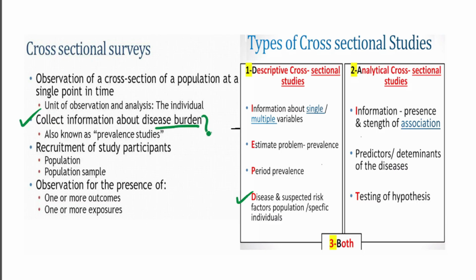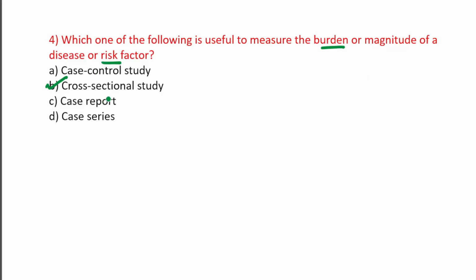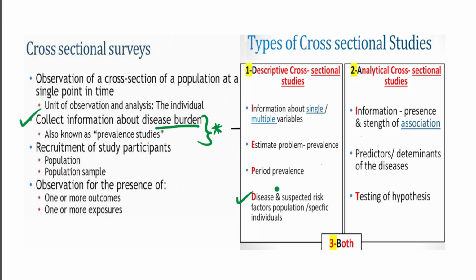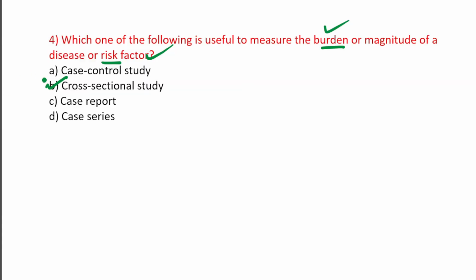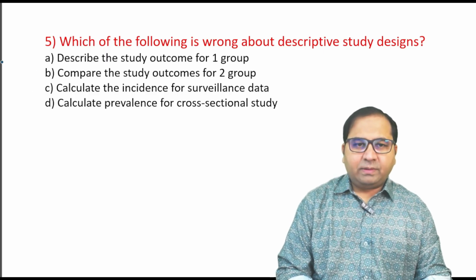Okay, so these are also called the prevalence studies. So once again, looking at our options, in the cross-sectional study, they have asked regarding the burden, they have asked regarding the risk factor. Both of them are there in the cross-sectional studies. So cross-sectional study is the answer for this question. Let us continue with the next question.